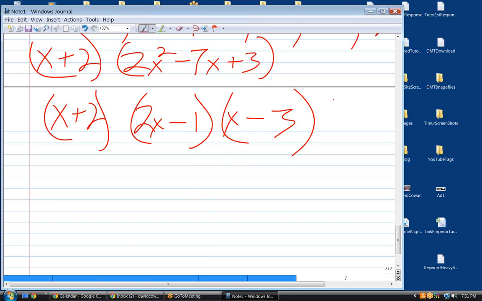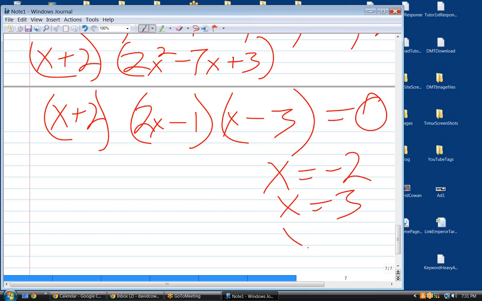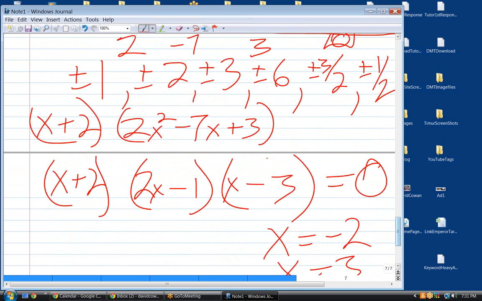And there's my 3 linear factors equal to 0. My solutions are x equals minus 2, x equals 3, and x equals 1/2. Which means I could have picked this one and solved for the first factor, or that one and solved for the first factor. But what did that problem take us? 10 minutes? No, maybe 5 minutes. But they're long, for sure. When they're cubics or quartics, they're brutal.